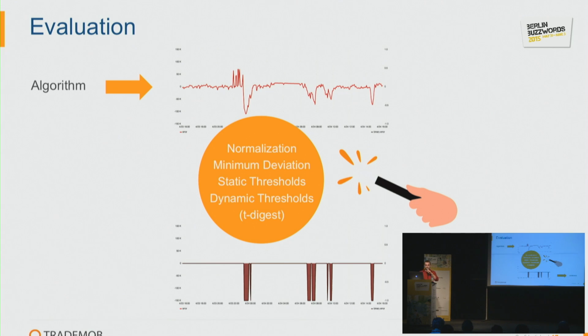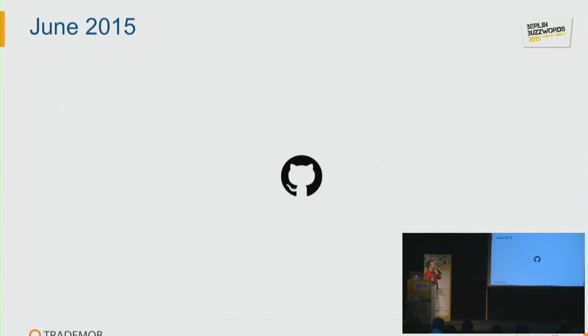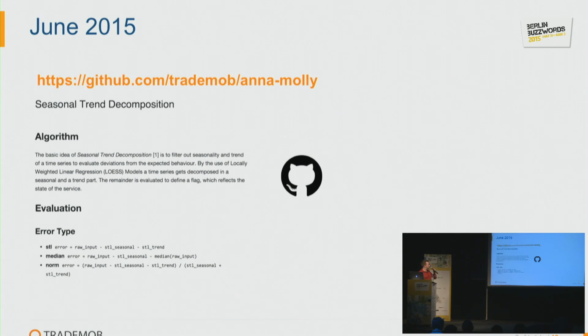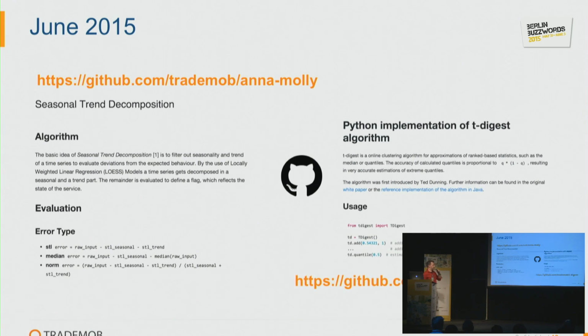That's it about Anomaly. Last but not least, we decided that we want to open source this project. So actually it's already open sourced since today. So you will find the whole Anomaly project on GitHub, and additionally also a Python implementation of T-digest, which is heavily used within Anomaly.